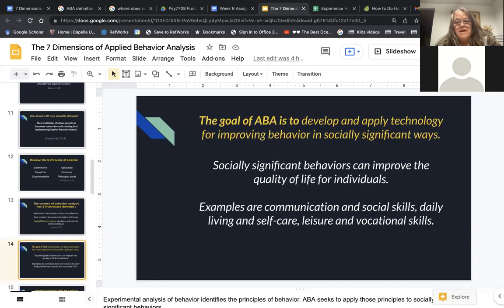Socially significant behaviors, that's kind of our byword in ABA, can improve the quality of life for individuals. So we're not interested in timing how fast they can get from point A to point B with various obstacles in the way. We are more interested in seeing, can they learn how to functionally fill out a job application, or can they learn how to put on their shoes and tie their shoes by themselves, things that are important to individuals for their quality of life. These are socially significant behaviors.